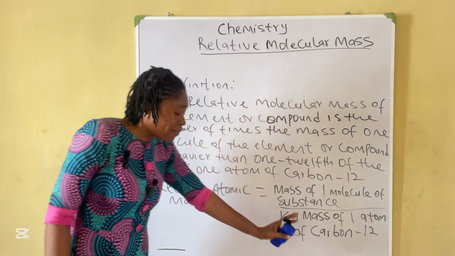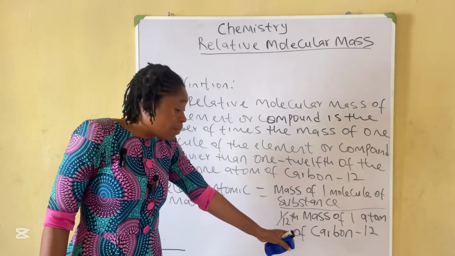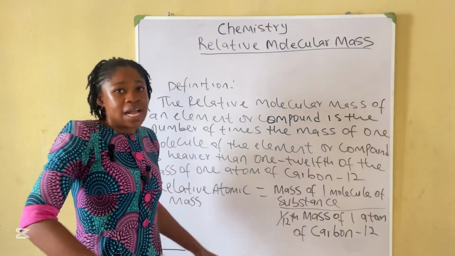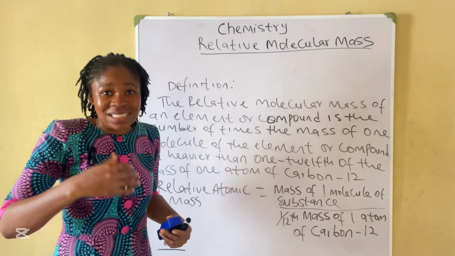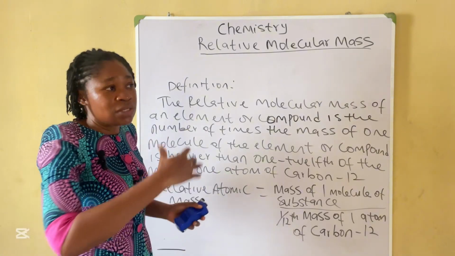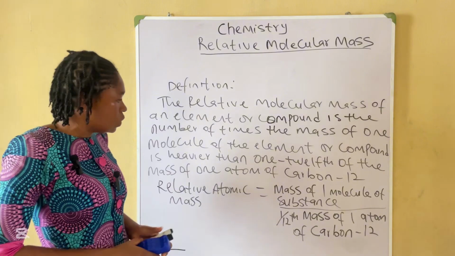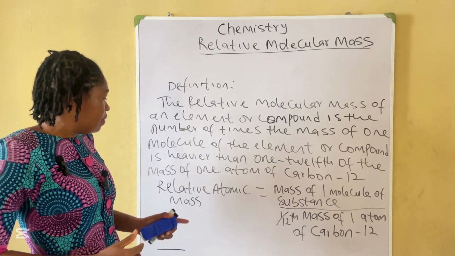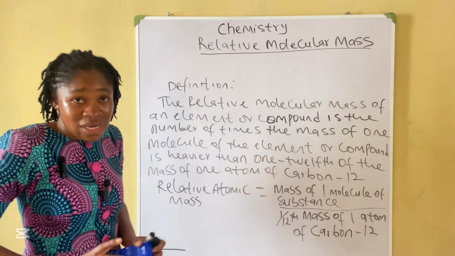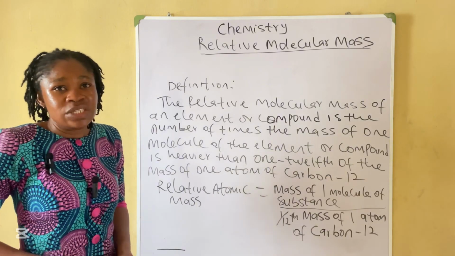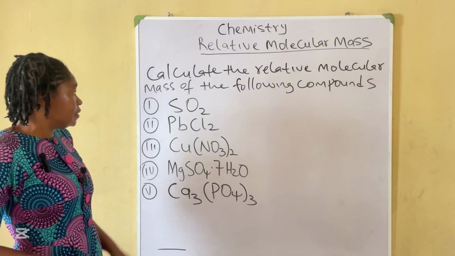This carbon-12 is one of the stable isotopes of carbon. We have carbon-12 and carbon-13. Carbon-12 is chosen as the standard to compare with the mass of other elements. The relative atomic mass does not carry any unit because it's expressed as a ratio.